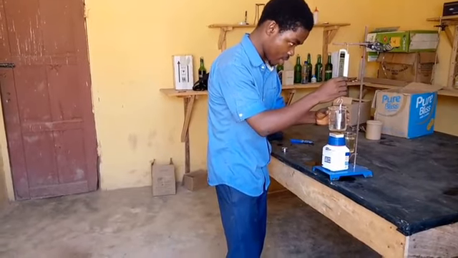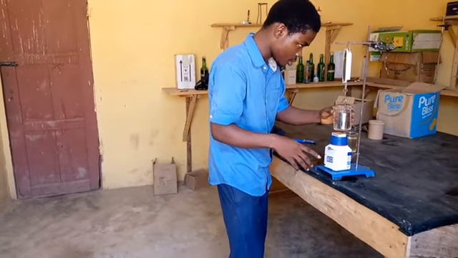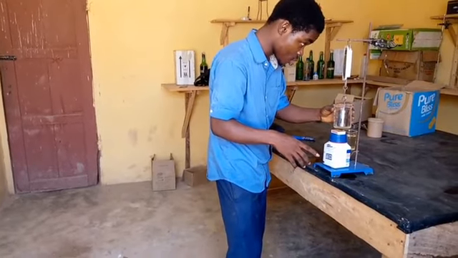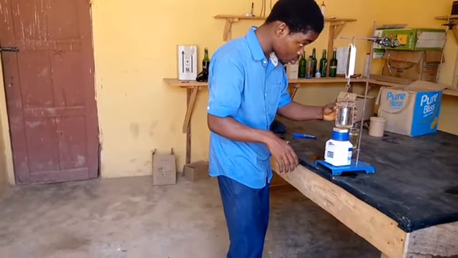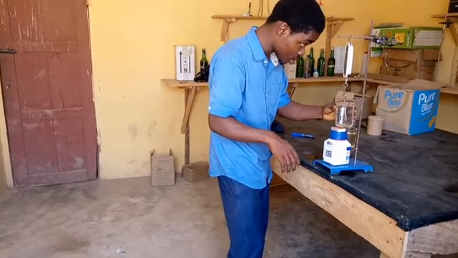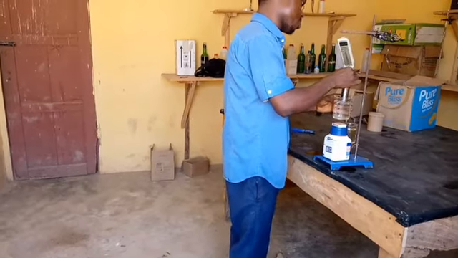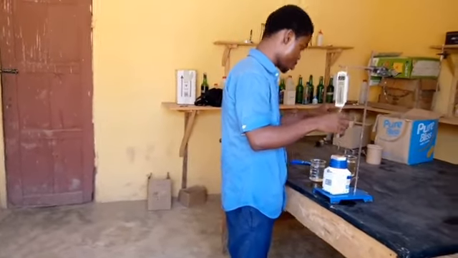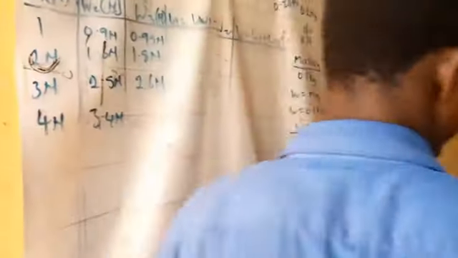So what I have is 100, 200, 300, 320, 340. So this is 340. So you can remove it. And then 340 gram is equivalent to 3.4 Newton. 3.4 Newton. That's when it is immersed in water.